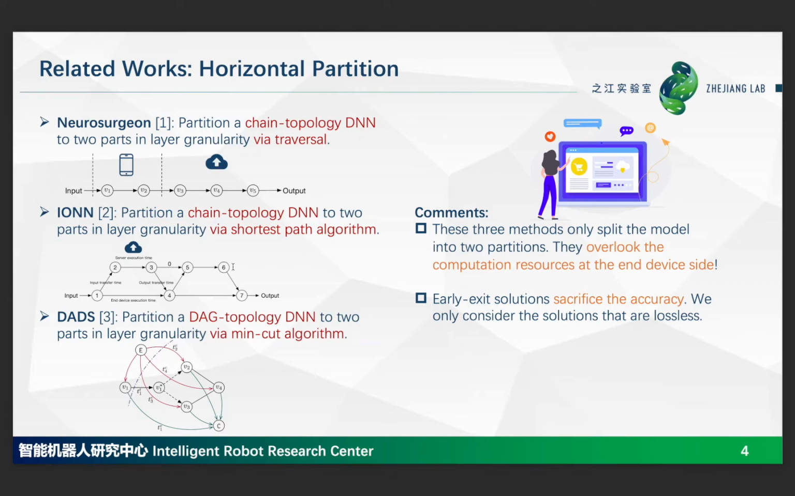It also tries to partition a chain topology DNN, but it uses auxiliary points to form an auxiliary DAG topology and finds the shortest path on the DAG topology. We can see that DNNs become more complex recently, and there are more and more DAG topology DNNs. So DADS proposed to partition a DAG topology DNN into two parts via a min-cut algorithm.